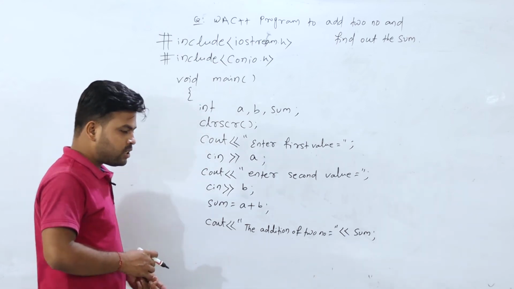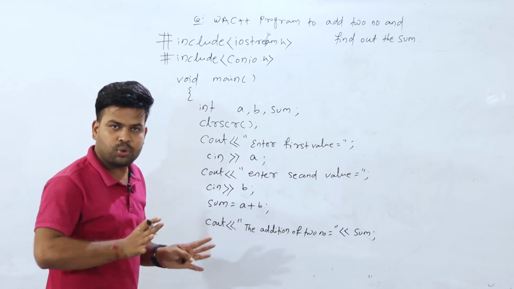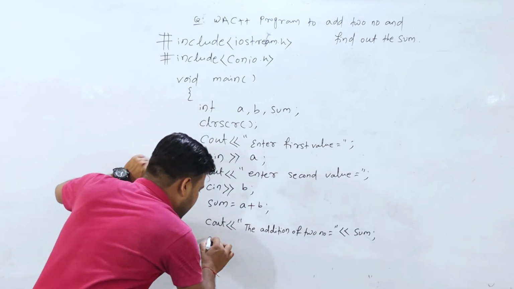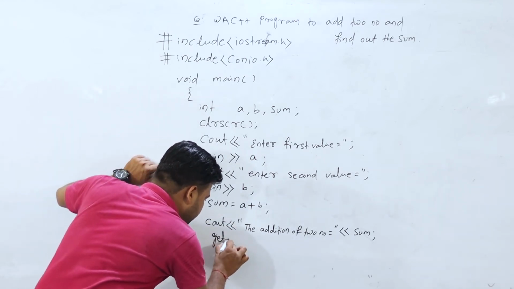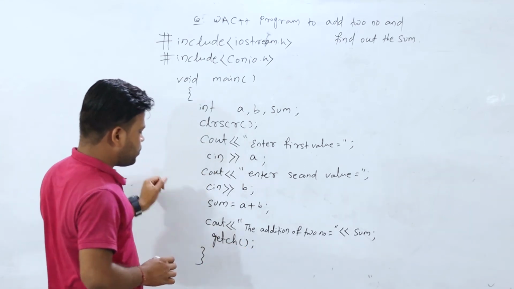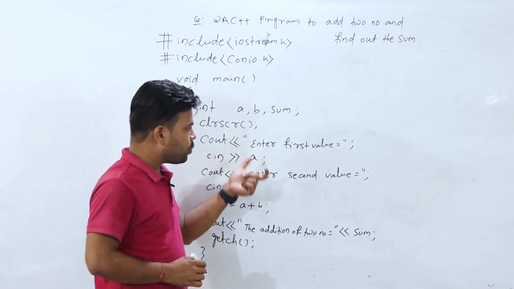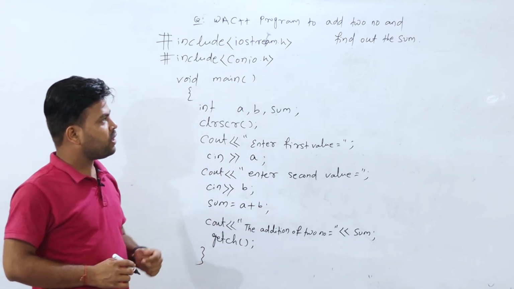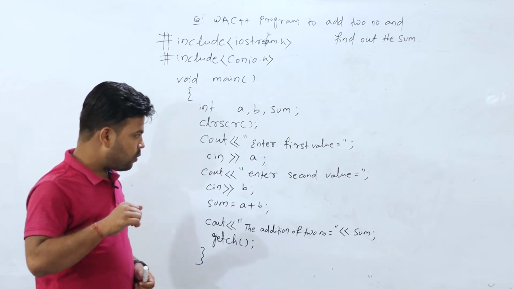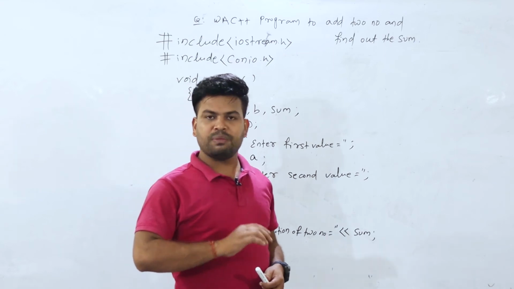After that, to display the result in the output window, you have to write the getch function. That's all. This is the program to add two numbers and find out the sum. Now I am going to show you in a practical way.